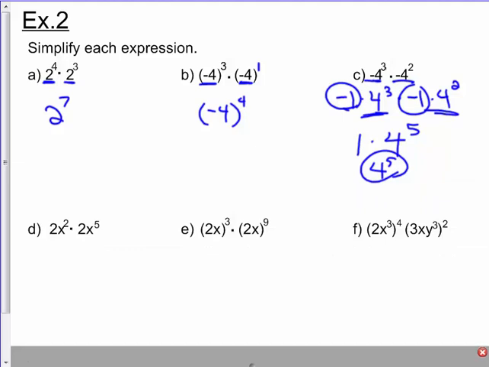In D, so things I have to remember here, the exponent only goes to the x there. It does not go to the 2. So this is 2 times x squared times 2 times x to the fifth. I can group those together. 2 times 2 is 4. And then x to the, when I add 2 and 5, I get 7.